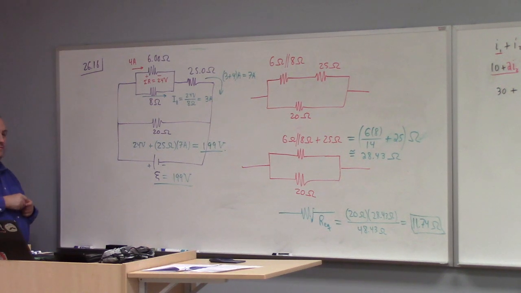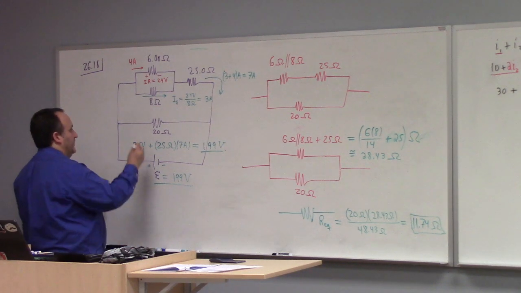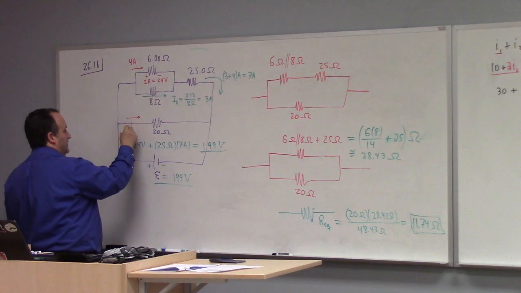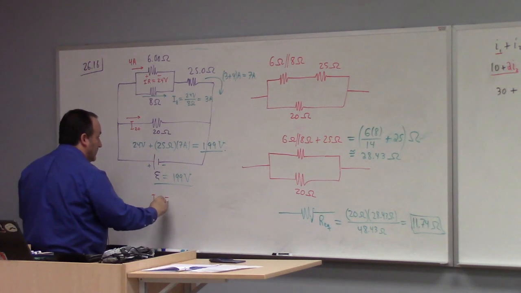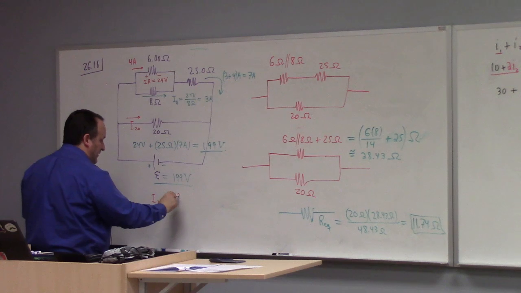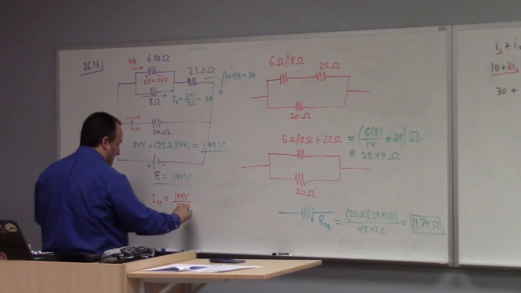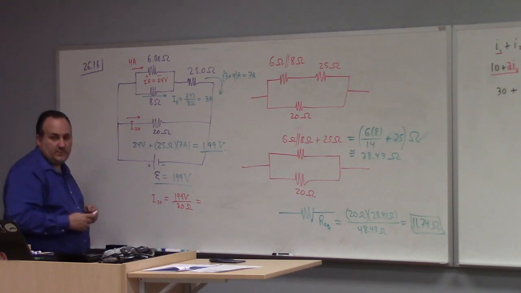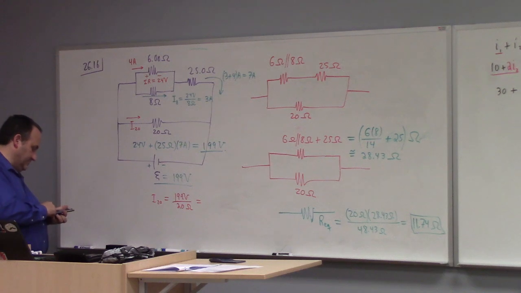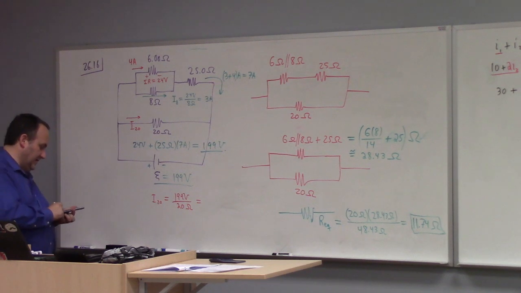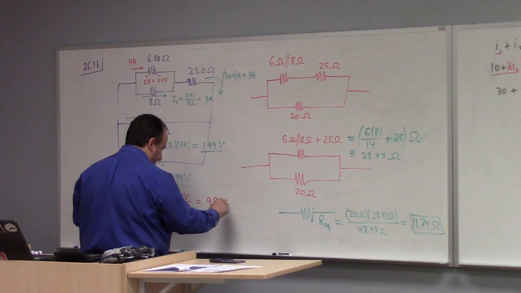And once you know that, then we can figure out what's the current through the 20. Right? What's the current through the 20? Well, the current through the 20 must be equal to 199 volts divided by my 20 ohms. Whatever that is. 9.95 amps.